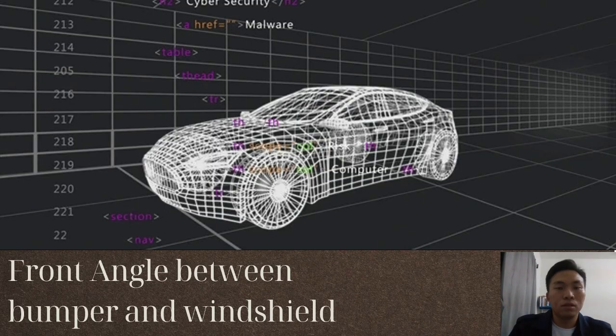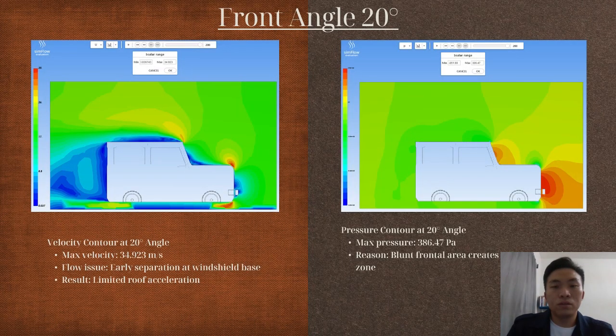So the third result to be visualized is the front angle between the bumper and windshield. The velocity contour at a 20 degree angle shows a maximum velocity of 34.923 meters per second at the roof apex. The steep angle causes early airflow separation at the base of the windshield, which disrupts smooth acceleration over the roof and limits peak velocity.